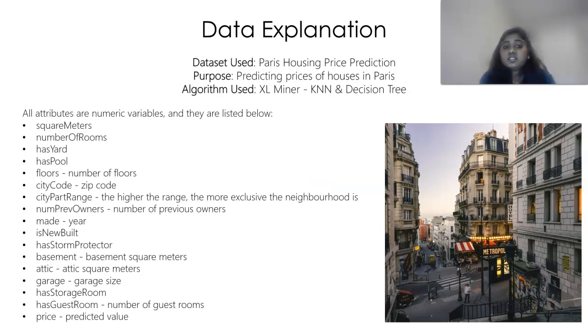So as I said, the dataset that we have used here is a Paris housing price prediction, and the purpose is to predict the price of a house in Paris. So the tool that we have used here is the Excel Miner. As we all know, we can use RapidMiner as well, but we chose Excel Miner, and the algorithms that we have used here are the KNN and decision tree.